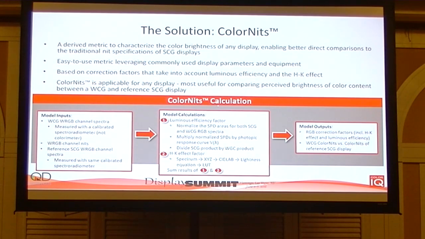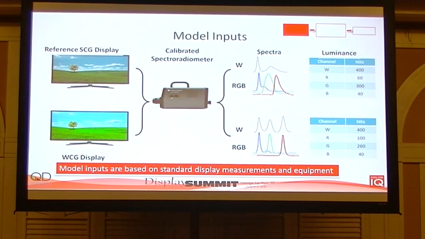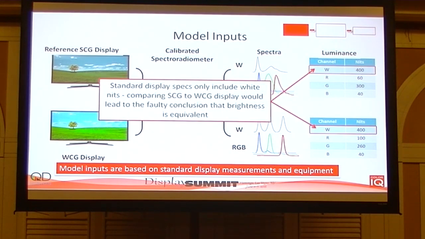Then you make two calculations. One is you correct for this luminosity efficiency factor, and I'll go through that. And the second is this HK effect, which is a known set of calculations. So here's the one. Just taking this one step at a time. Model inputs are based on standard display measurements. So we normally get this white number. That's the number that most people report as a white nit value.